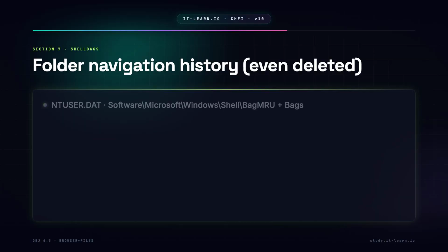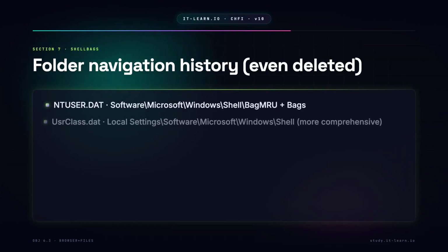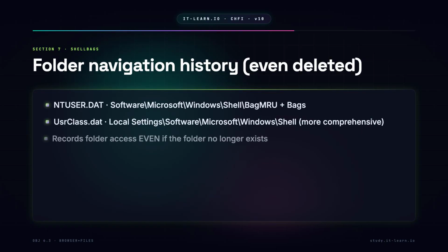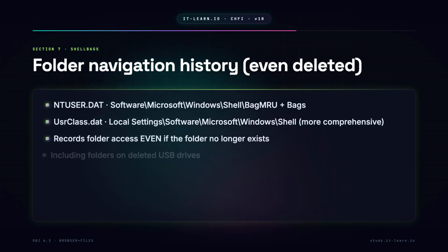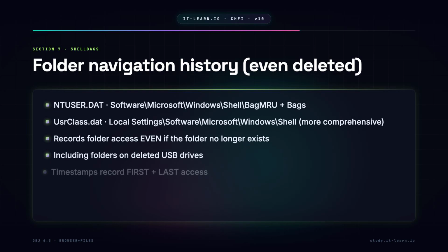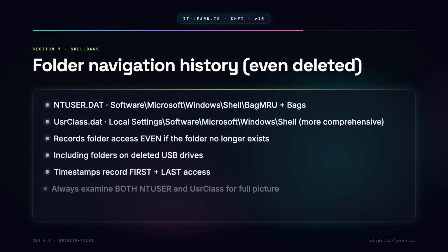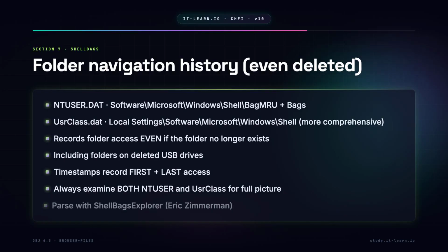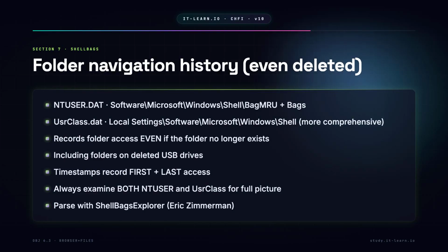Shellbags. Registry keys that record Windows Explorer folder navigation history: which folders a user browsed, in what order, and display preferences. Critically, records folder access even if the folder no longer exists, including folders on deleted USB drives or deleted directories. Locations to know: NTUSER.DAT at Software Microsoft Windows Shell BagMRU and Bags. Folder navigation from desktop, computer, network. UsrClass.dat at Local Settings Software Microsoft Windows Shell BagMRU and Bags. More comprehensive, includes network and removable drives.